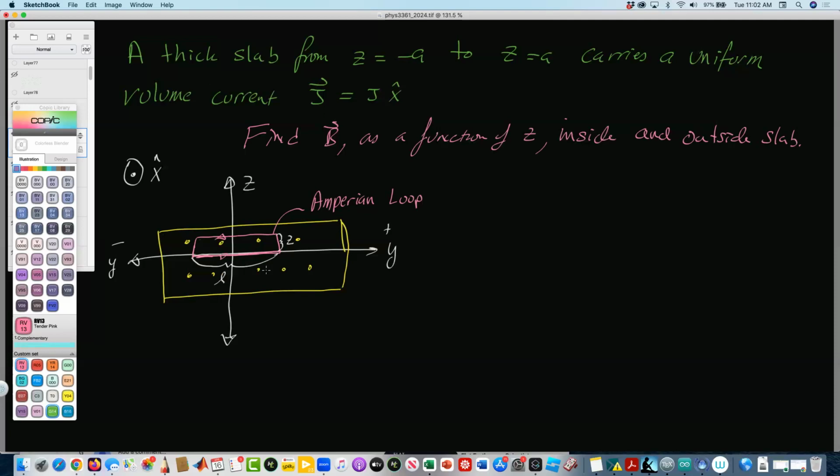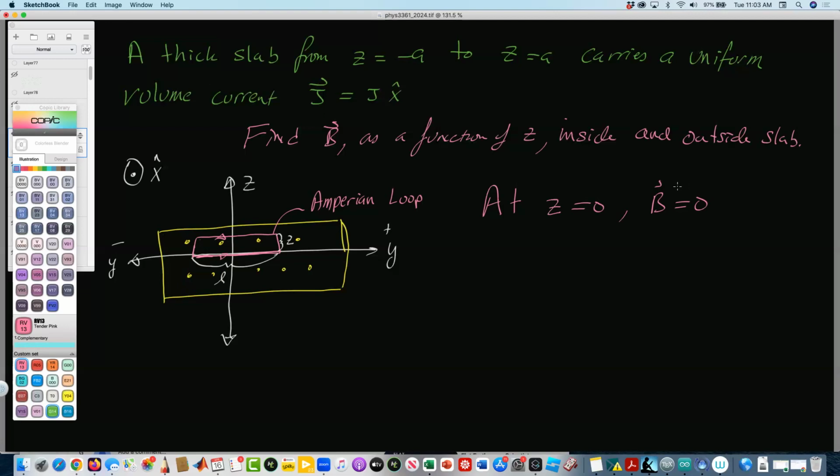We know that B should, let's think about what B would point in. B is going to point in the negative Y direction, this way. Everybody get it? But below Z, for negative Z, it's going to go in the positive direction. So this means at Z equals 0, B equals 0. That's great, because that means one leg of our Amperian loop we don't care about.